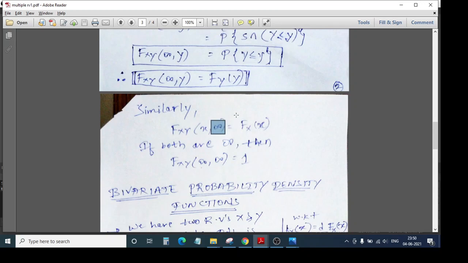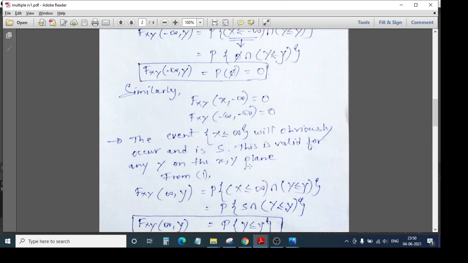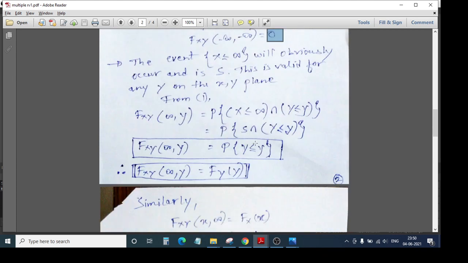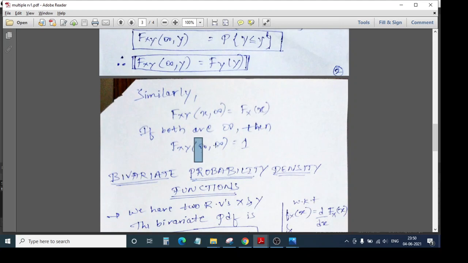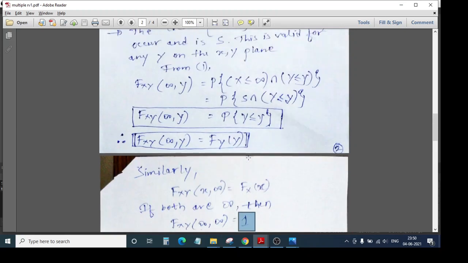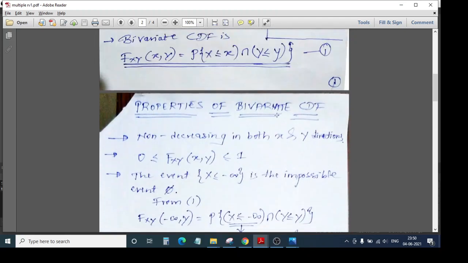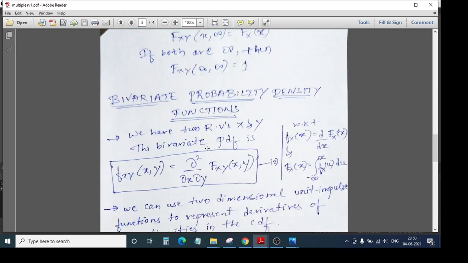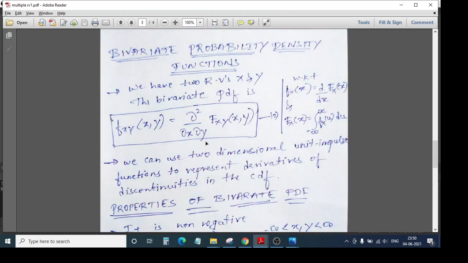When y is infinity, you will be getting F_X(x). When both are infinity, you will be getting the answer 1. Here if you observe, when both are minus infinity, the answer you will be getting is 0. And here when both are infinity, the answer you will be getting is 1. Okay, so these are some properties of your CDF. Similarly, we'll go ahead and try to check some properties of your PDF.